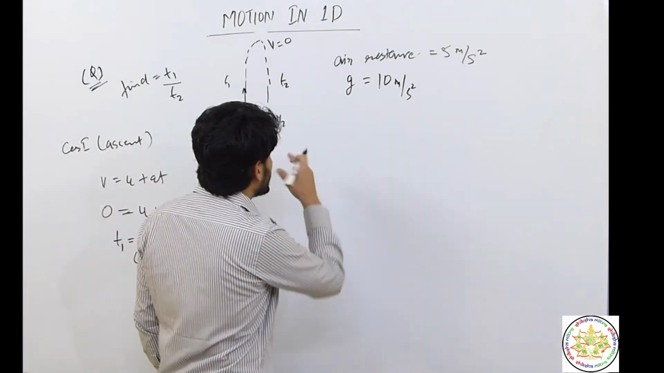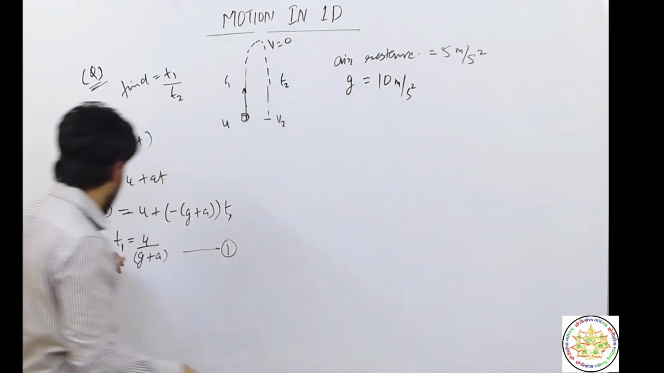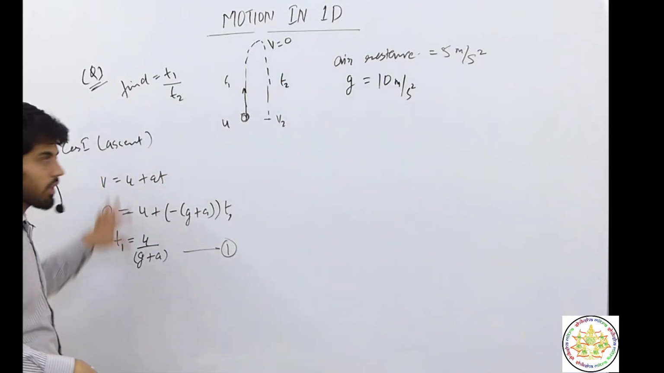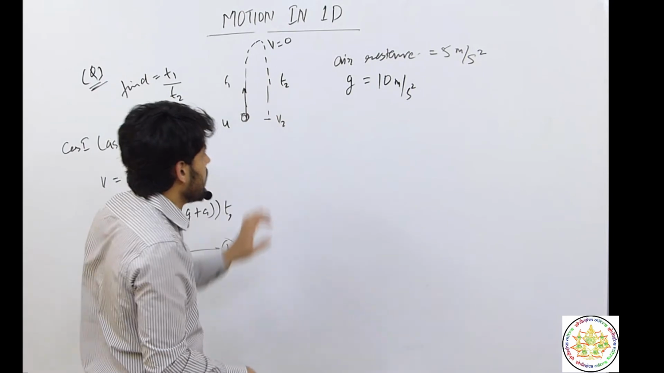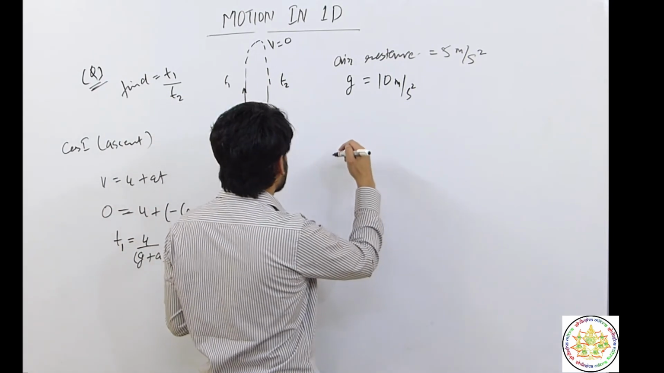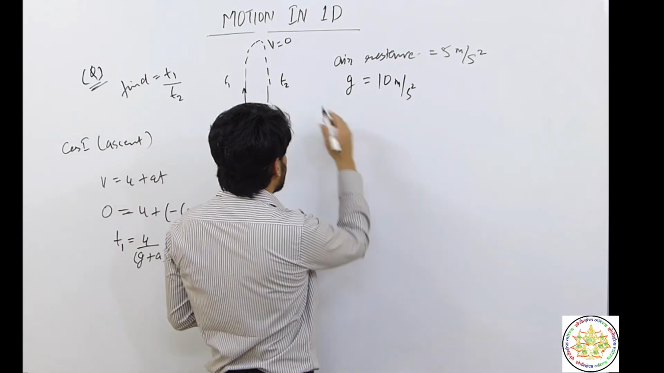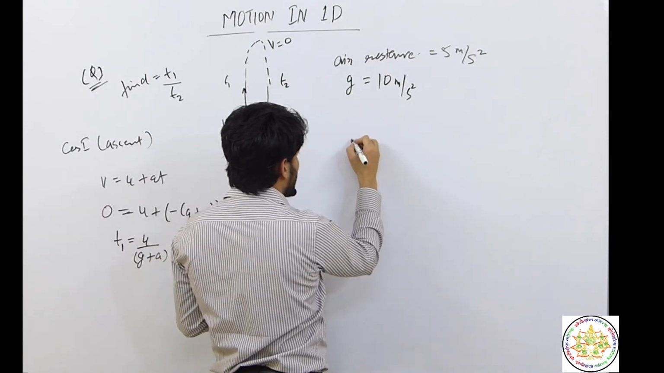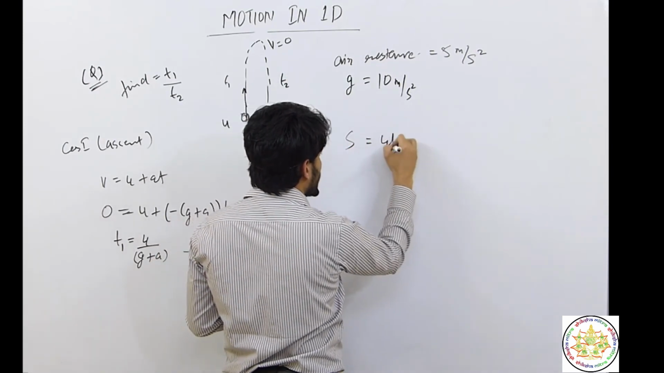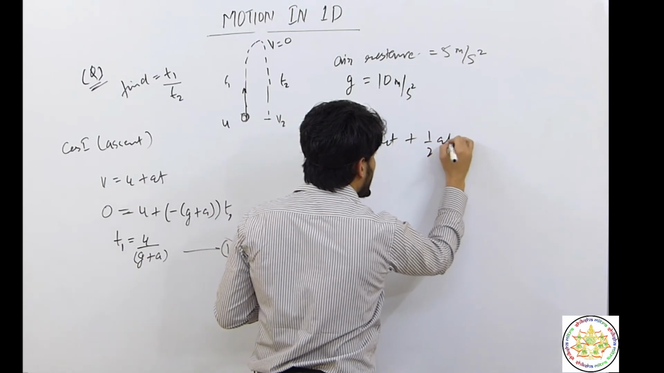So for now the case 2 on this t1 is we have calculated for the case 1 time. Now we have to calculate t2, then only we can divide and find the ratio. So to find t2 we'll use second law of motion. Let's use s is equals to ut plus half a t square.